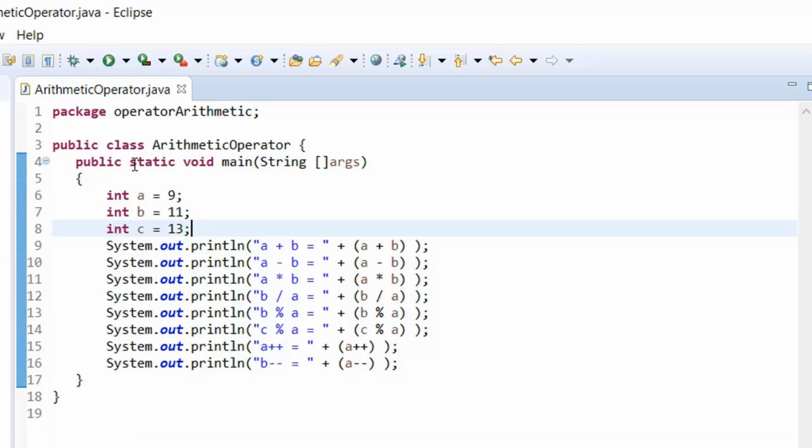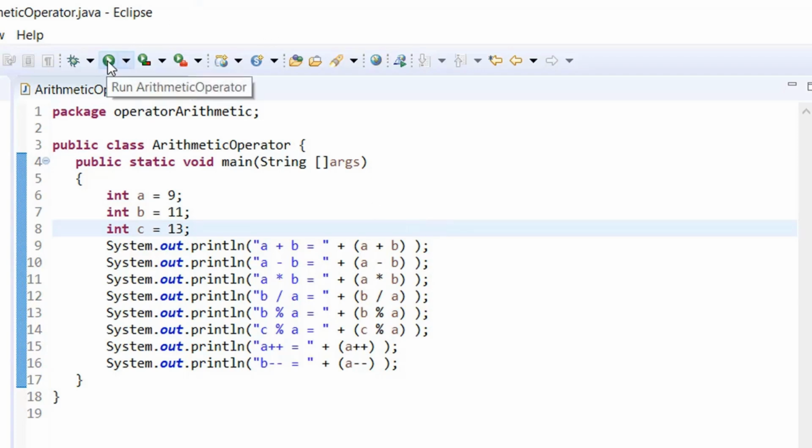First of all, here I have variables a, b, c, and they're integers. These integers hold 9, 11, and 13 respectively. So for your first one, System.out.println a plus b, 9 plus 11. The next one is subtracting 11 from 9. Let's go ahead and check it out by running this. Let's see this working out well.